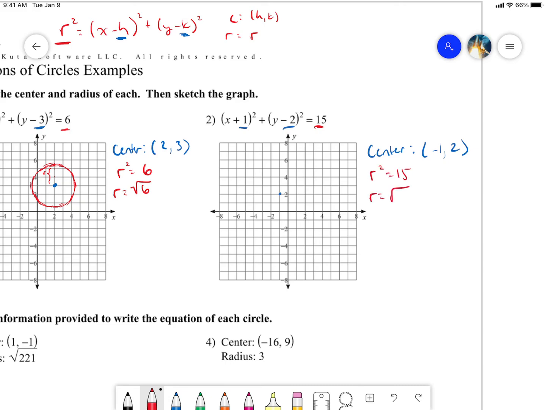Which means my radius is equal to the square root of 15, which is somewhere between 3 and 4. So I'm going to go down 1, 2, 3, about right here. And the same in each direction, 1, 2, 3, about right here. And now I'm just going to create my circle.